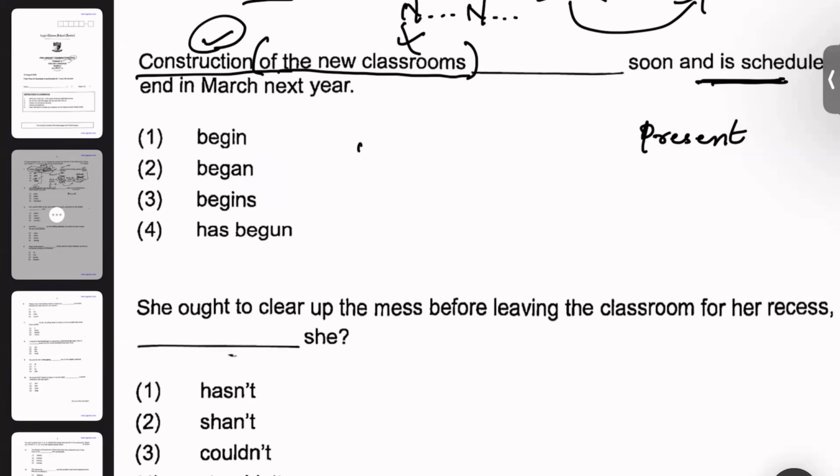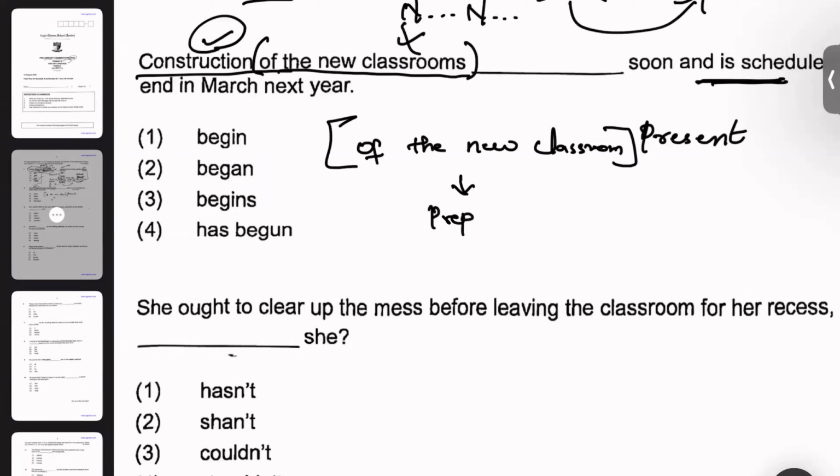Let me put it here clearly for you. Of the new classroom. If you look into this phrase, it is a prepositional phrase. Why do I call it a prepositional phrase? Because it begins with a preposition. Whenever there is a prepositional phrase followed by the main subject, do not get confused. Prepositional phrase cannot be your subject.